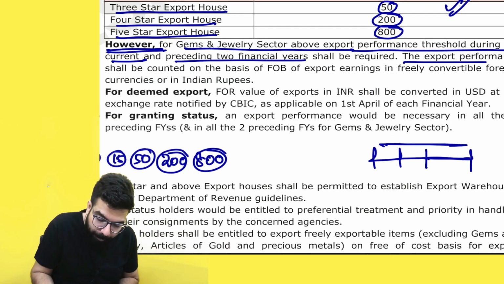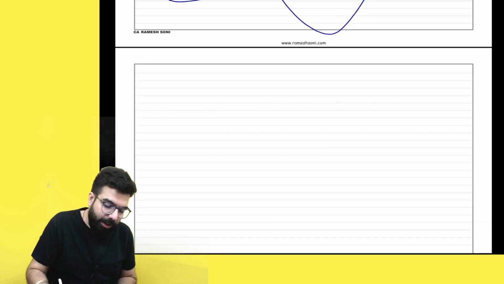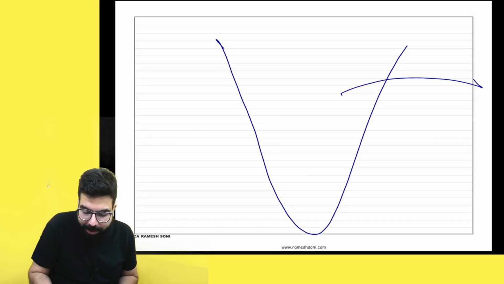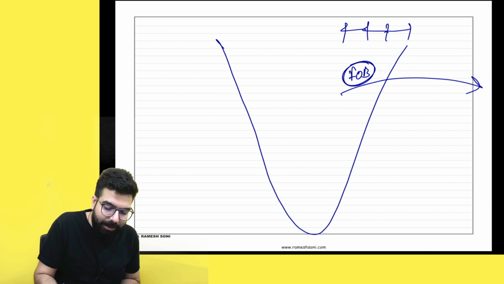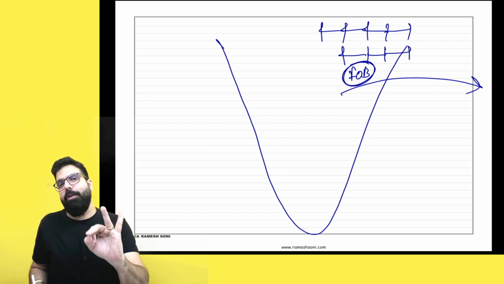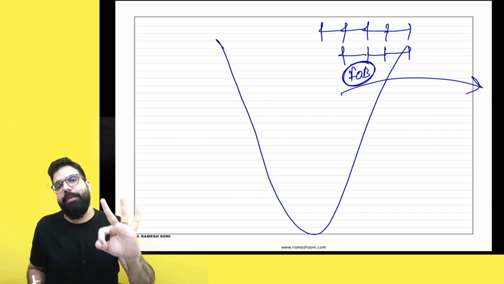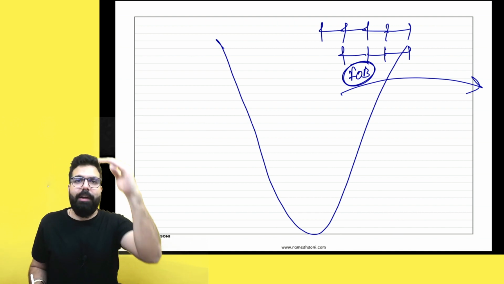The export performance shall be counted on the basis of FOB of the export earnings. So whatever you export, the FOB of the export will be seen. The FOB should be 3 million US dollars in the current year plus the last 3 years. Normally, for the gems and jewelry sector, the current year plus the last 2 years will be seen. And if you have earned 3 million, 15 million, 50, 200 and 800 million US dollars respectively, the status holder will be given the status.